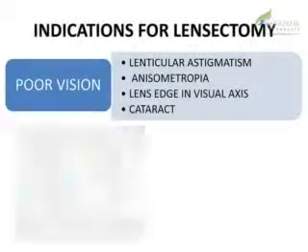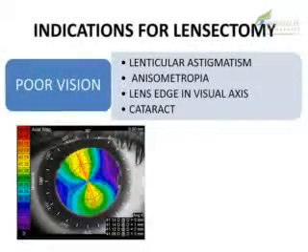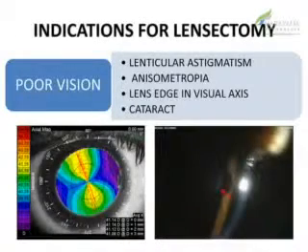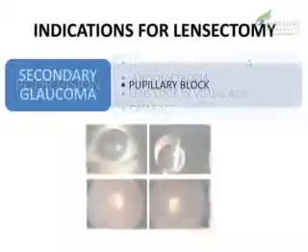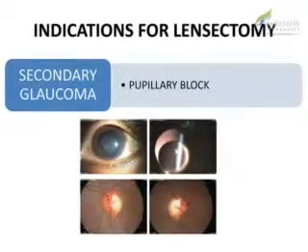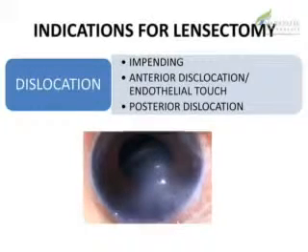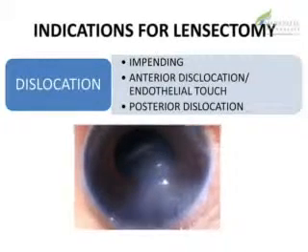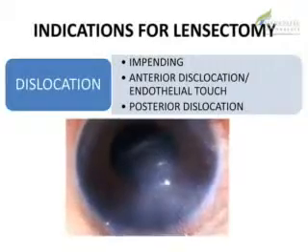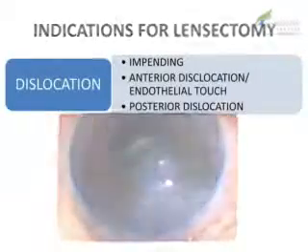Indications for lensectomy are poor vision due to either lenticular astigmatism, anisometropia, lens edge bisecting the visual axis or cataract, or secondary glaucoma due to recurrent attacks of pupillary block, or finally dislocation which is either impending or there is already existing anterior dislocation with endothelial touch or a posterior dislocation.